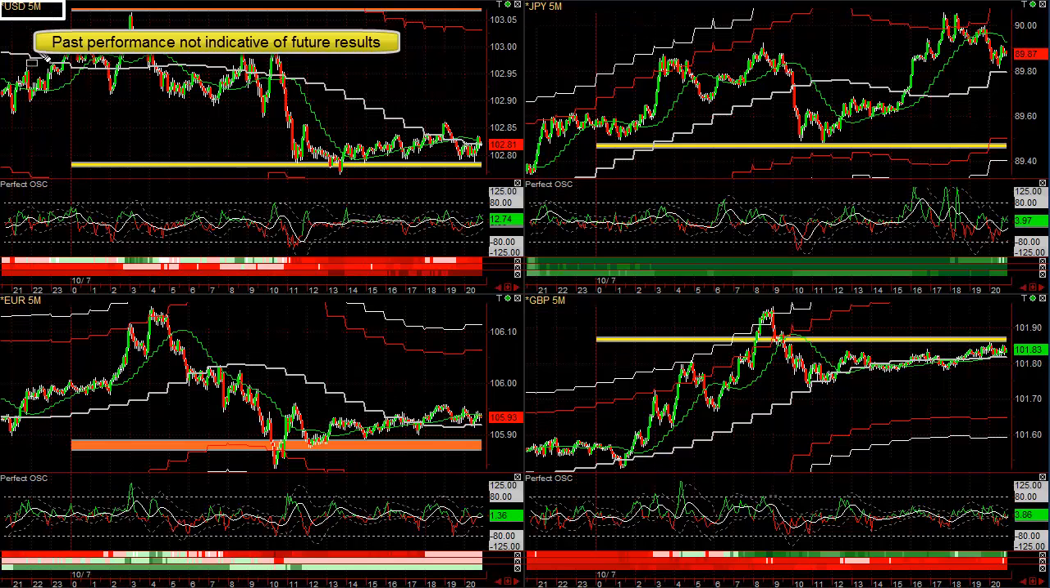Here's the dollar. You can see the hourly moving average in gray, the 15-minute moving average in green. You can see major areas of support and resistance like the point of control for the previous day. That's the most actively traded price from Friday. This is last week's most actively traded price in the euro, major support in the yen.